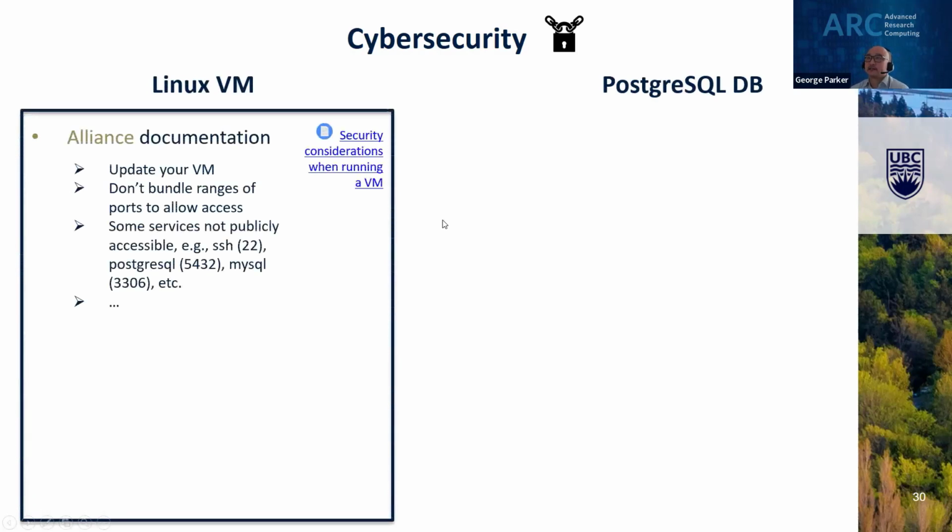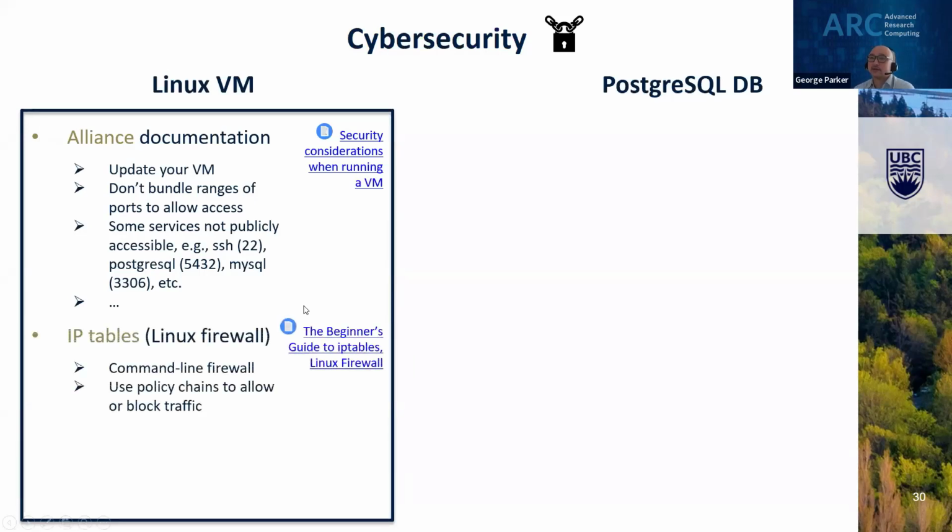Let's talk about the VM first. Alliance has a nice documentation here, and it says you should update your VM regularly. You must not open ranges of ports to allow access. And for people from outside of your organization, they don't even need to know there's a Postgres database existing. They will be using something else, an API or a web application, to access or make use of or see your data and more.